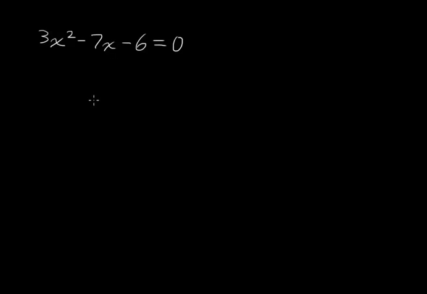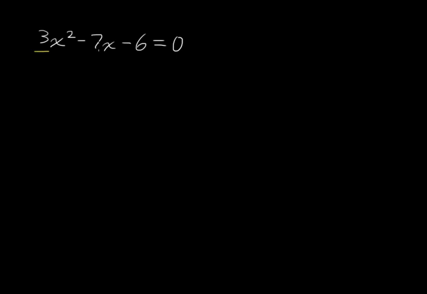In this video, we'll be solving this equation, 3x squared minus 7x minus 6 equals 0. Well, one way we can solve this is by factoring. And right now we have a trinomial here to factor where the leading coefficient is something greater than 1. This 3 is greater than 1. So we're going to use something called the AC method.